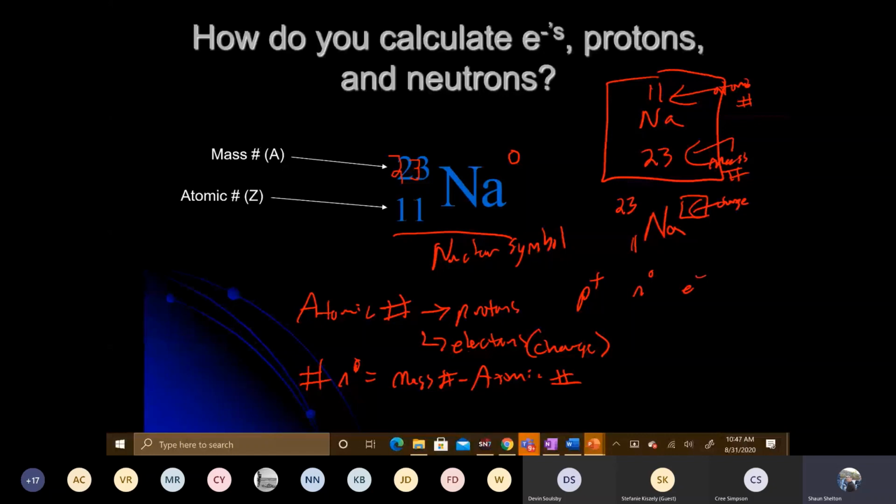Now, to figure out the protons for sodium, you look at the atomic number. There are 11 protons for sodium. And since the charge is 0, there are 11 electrons. Typically, your protons and electrons aren't going to be the same unless it's charged. Now, the neutrons in this example: 23 minus 11 gives me 12. So for sodium, we have 12 neutrons. Any questions on that?